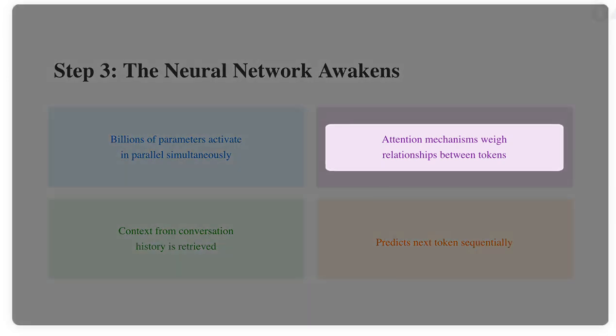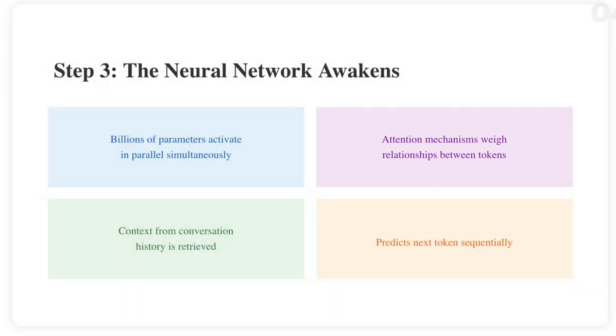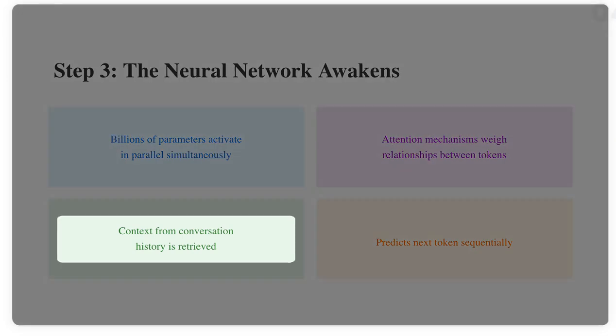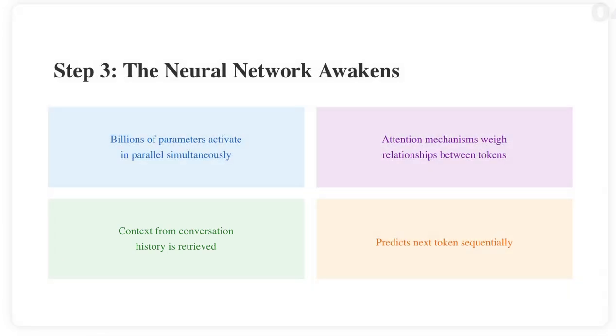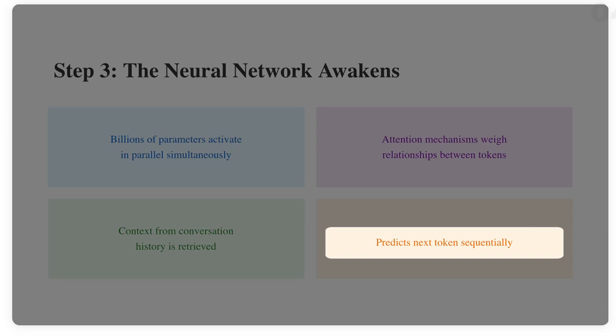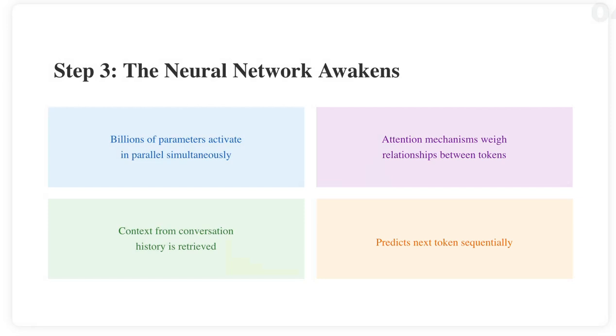Next, attention mechanisms weigh relationships between tokens. This is crucial. The model doesn't just look at each word in isolation, it figures out which words relate to which other words, giving more importance to the most relevant connections. The model also retrieves context from your conversation history. So if you mentioned something earlier in our chat, it remembers and uses that information to give you a more coherent response. Finally, the model predicts what comes next, token by token. It doesn't generate the entire response at once. It builds it sequentially, one token after another, just like how we construct sentences word by word. In our next step, we'll see how these predictions become your actual response.